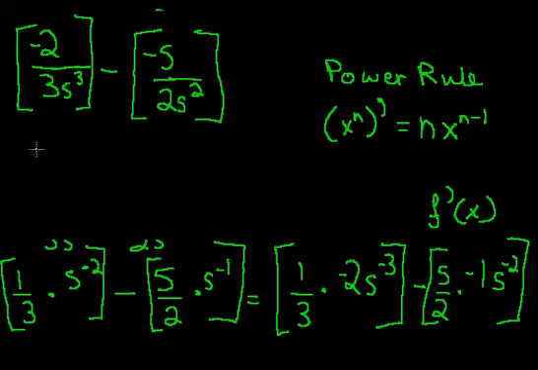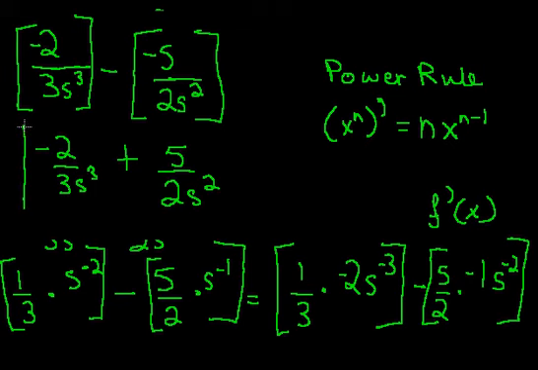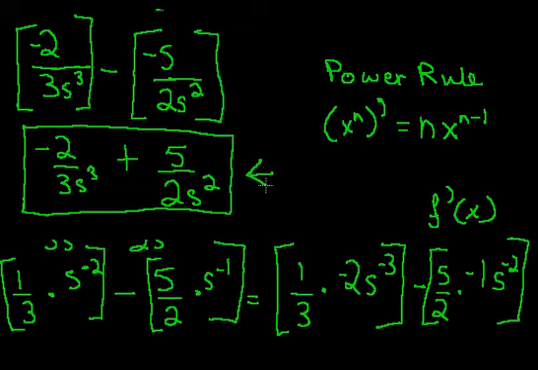And so we can still further simplify this. Since we have two negatives here, we can make it a positive, so it's negative 2 over 3s cubed plus, because the two negatives make a positive, 5 over 2s squared. And that's the simplest form. I can't see any other way to make it any simpler. So this would be your final answer.